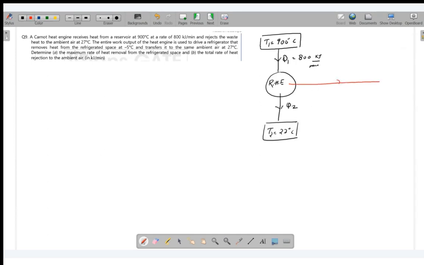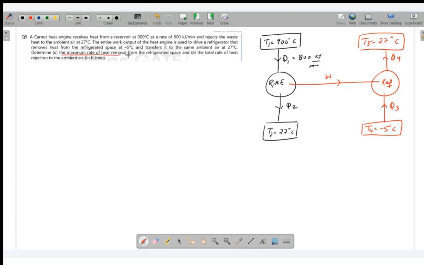Whatever is coming out as work output, we are driving a refrigerator. So you see, it is not reversible. I don't think it is reversible, we will see. The refrigerator removes heat from the refrigerated space, Q3, at T4 equal to minus 5, which is 268 Kelvin. In fact, let me write minus 5 degrees Celsius only, because everything I have written is in degrees Celsius. And it transfers Q4 at T3 equal to 27 degrees Celsius.